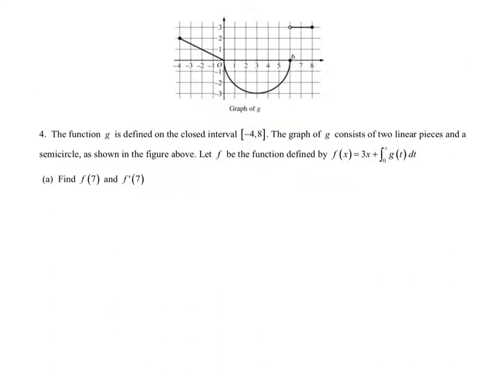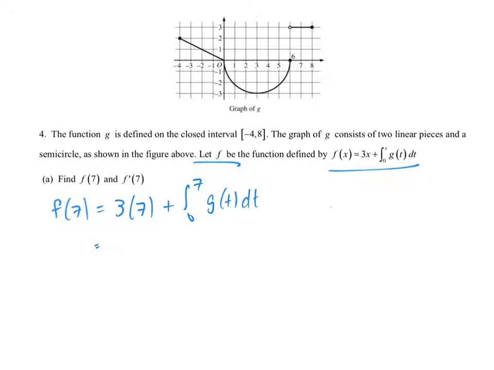Okay, in our fourth example, we're given the function h defined on the closed interval from -4 to 8, and we're given the graph of g, which consists of 2 linear pieces and a semicircle. And then it tells us that we want to let f be the function defined right here. So in part A, we want to find f of 7 and f prime of 7. So we'll start with f of 7, which means I'm just going to plug 7 into my function for f of x. And so this will say 3 times 7 plus the integral from 0 until 7 of g of t dt.